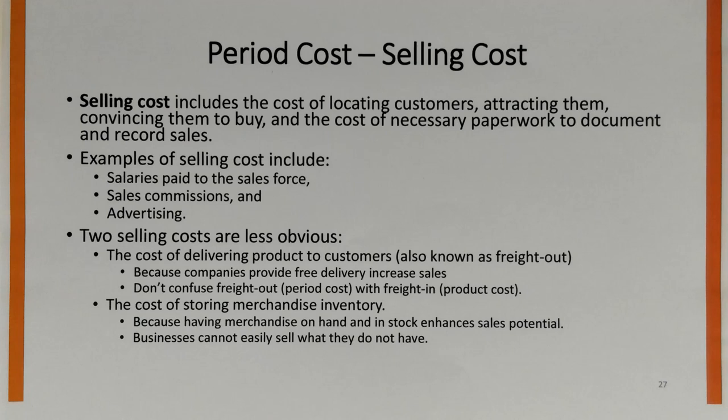So let's talk about some of the important components of period cost. First, there's selling cost. Selling cost includes the cost of locating customers, attracting them to our place of business, convincing them to buy, and also the cost of delivering the product to the customer and any paperwork to document the sale. Examples of selling cost include salaries paid to the sales force, sales commission, advertising, and the like. Now, two selling costs are a little less obvious than the ones I just mentioned. One is the cost of delivering product to the customer. That would be freight out. Not to be confused with freight in.